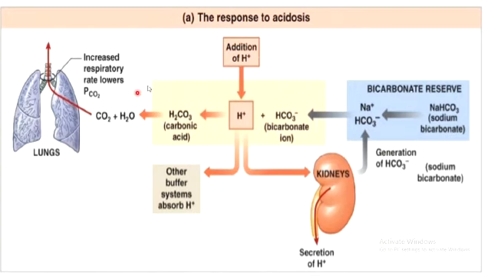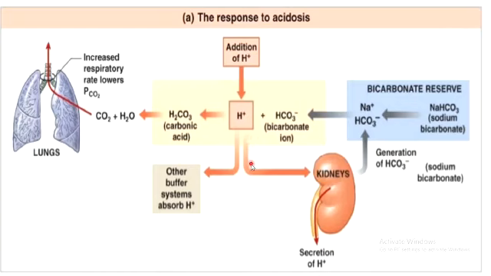So here you can see that in case of acidosis, or addition of extra hydrogen ion, this bicarbonate will split into water and carbon dioxide, and respiratory rate will increase. So more and more carbon dioxide will be released from the lungs out of the body, and hence the partial pressure of carbon dioxide will be reduced in the blood.